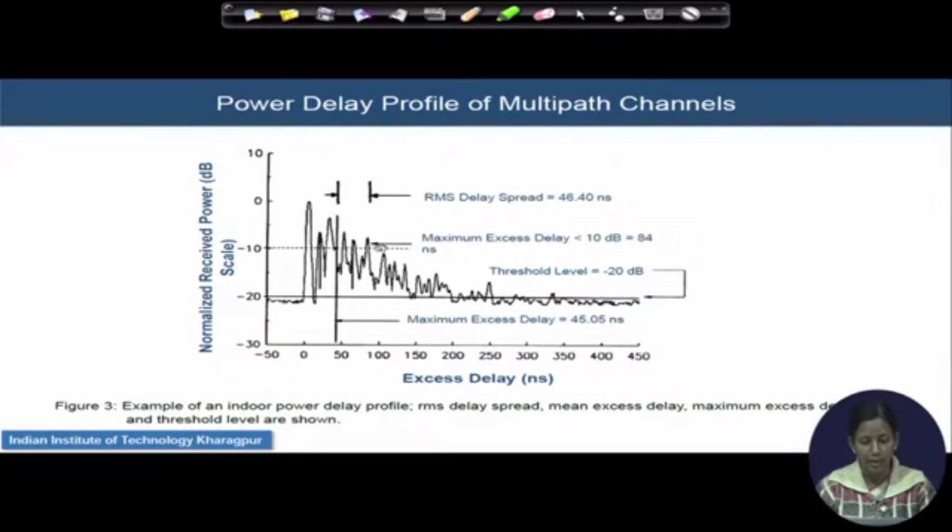What is the maximum excess delay about? It is about some extra amount of delay after which the power is considered to be down by a certain dB level. Sometimes we find a threshold level on the power delay profile, and when the power goes below that value, that is the maximum point of delay we should wait for to capture the energy from the channel in the front end of the receiver.